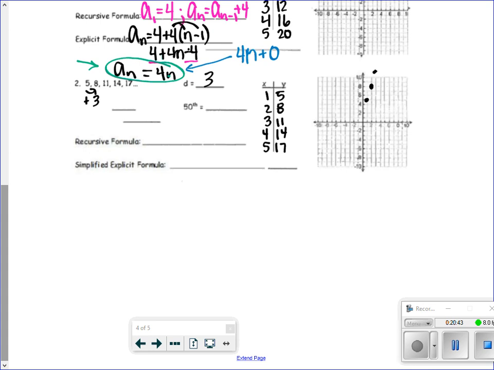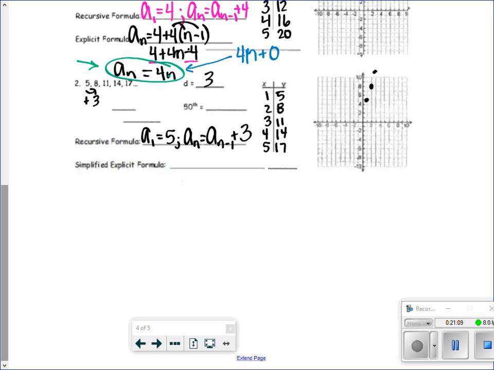Okay, and now for our recursive rule. For the recursive rule, that's the long drawn out one, the one that we don't actually use to plug anything in. It helps to create and describe a table. Our first term is 5. And then to get the rest of our terms, it's the previous term that we had plus 3, which is our common difference.